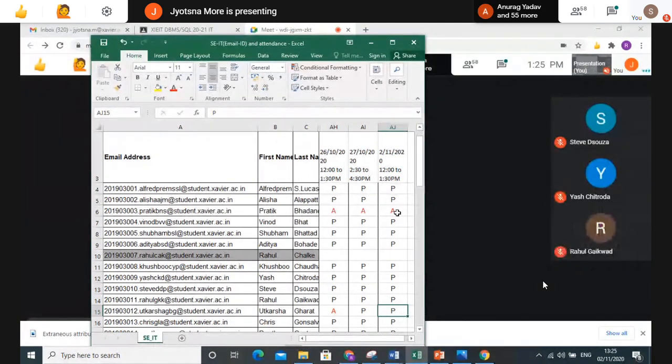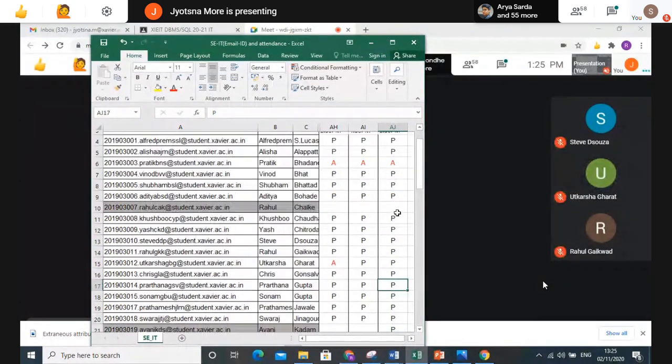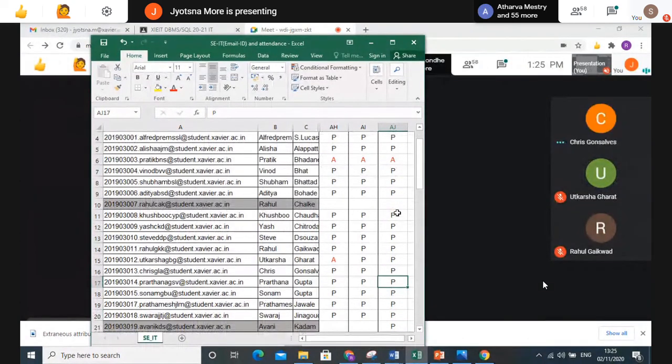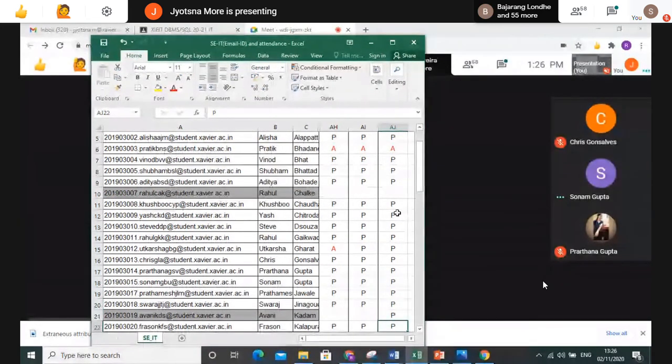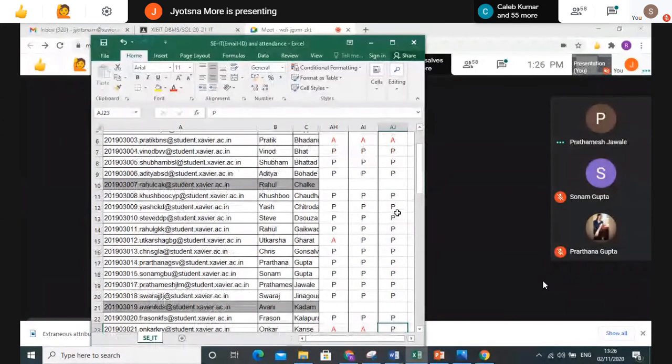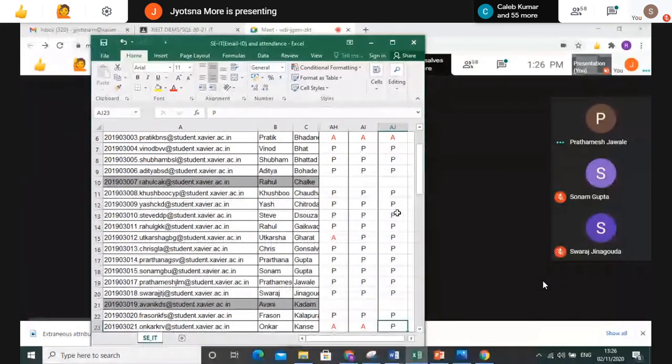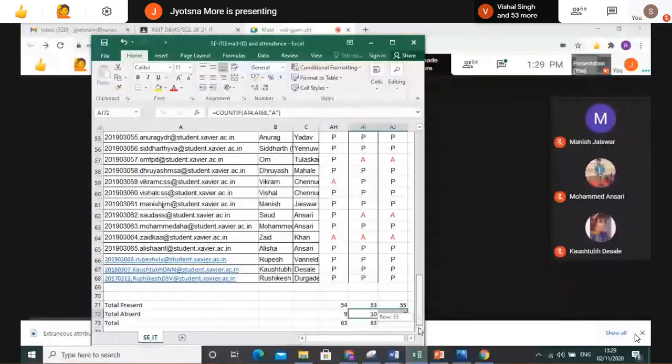12. Utkarsha. Present, ma'am. 13. Present, ma'am. 14. Present, ma'am. 15. Present, ma'am. 17. 18. Present, ma'am. 20. Present.